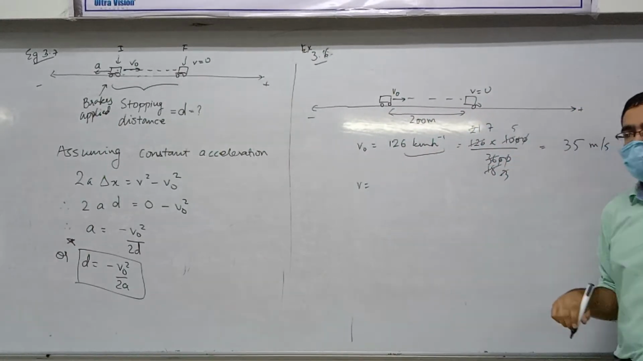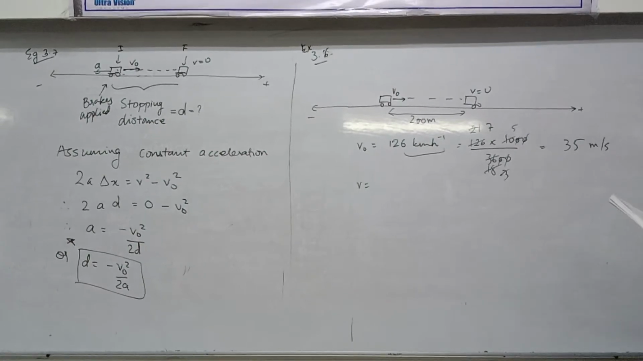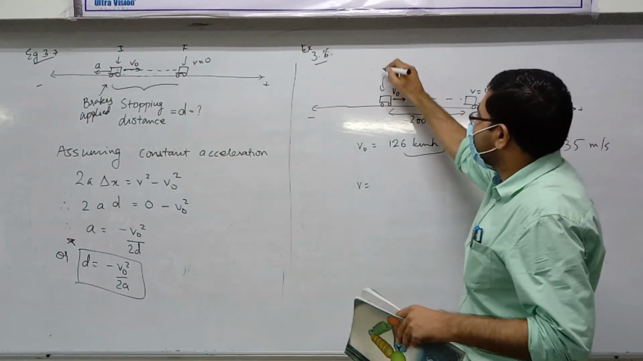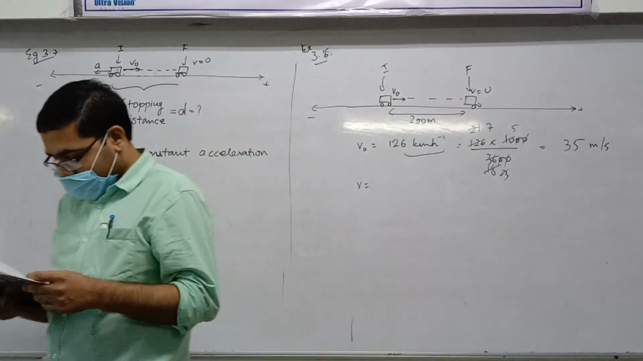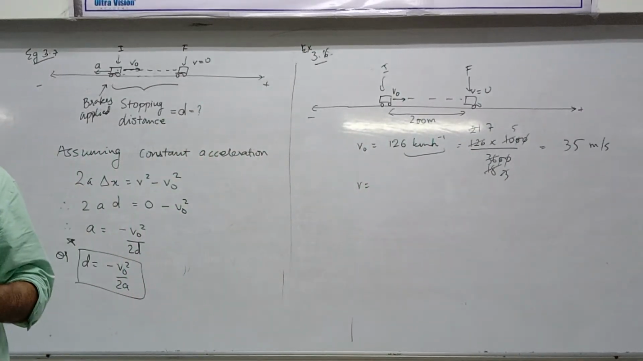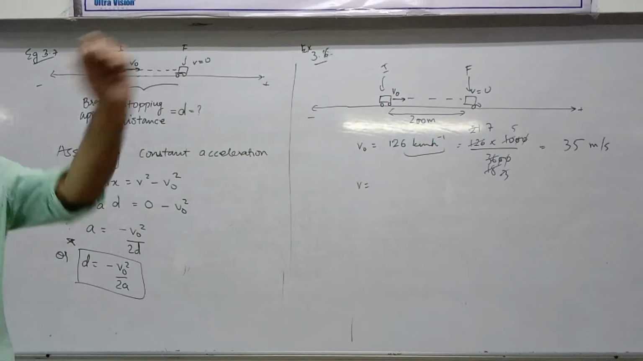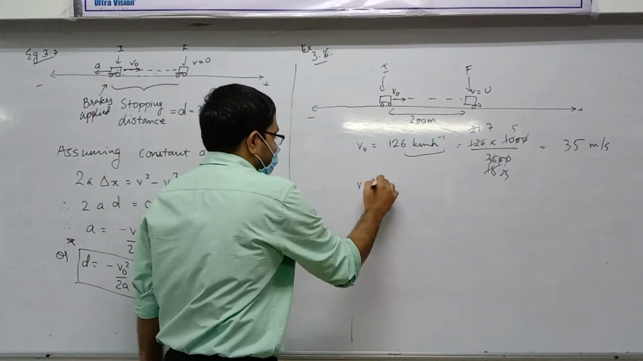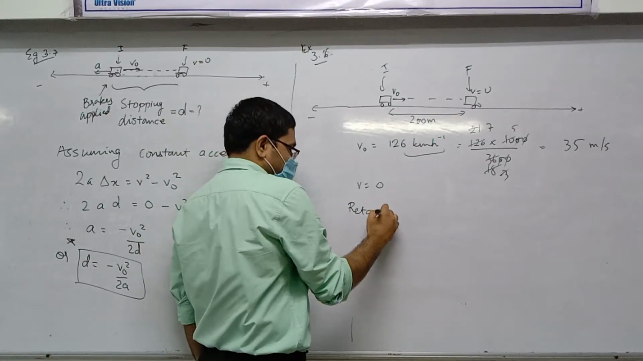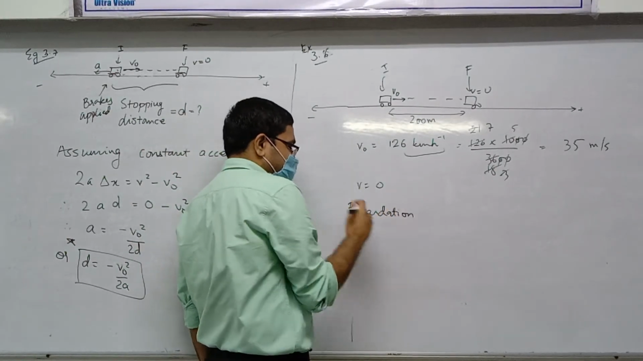Yes, sir. Sure. Okay. So, this is the initial position, and that's the final position. Now, what is the retardation of the car? Assume uniform. What do we have to find? Retardation. And assuming it is uniform, do you know the meaning of retardation?